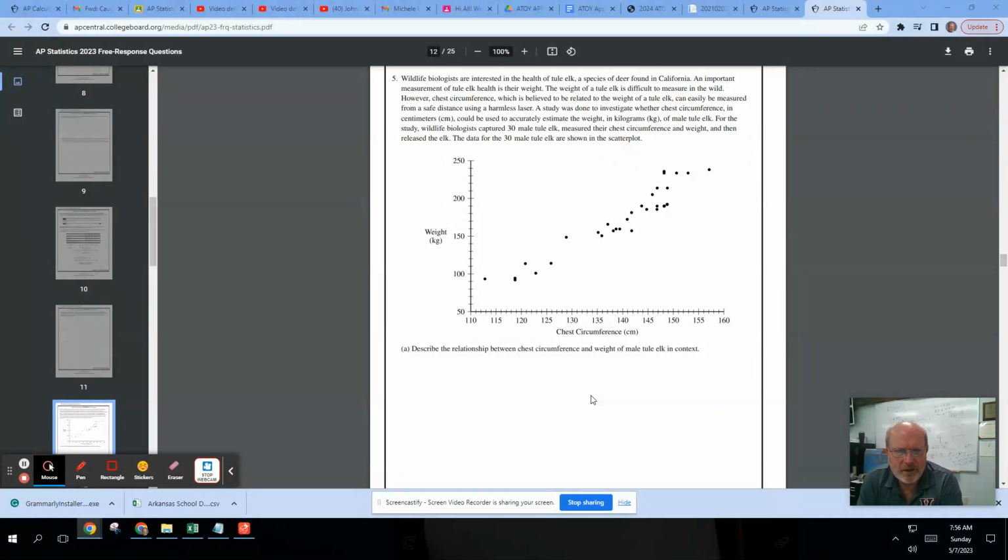For the study, wildlife biologists captured 30 male tule elk, measured their chest circumference and weight, and then released the elk. The data for the 30 male tule elk are shown in the scatter plot. Describe the relationship between chest circumference and the weight of male tule elk.